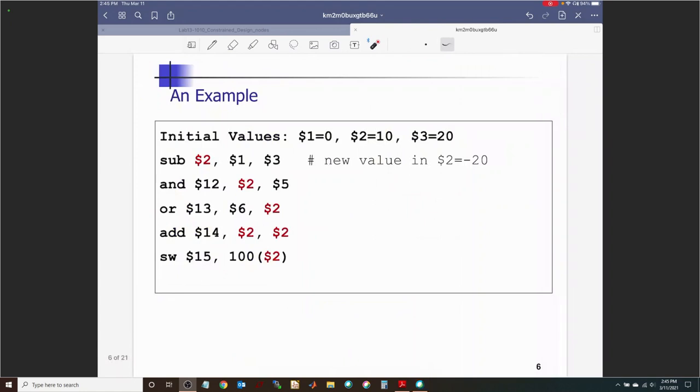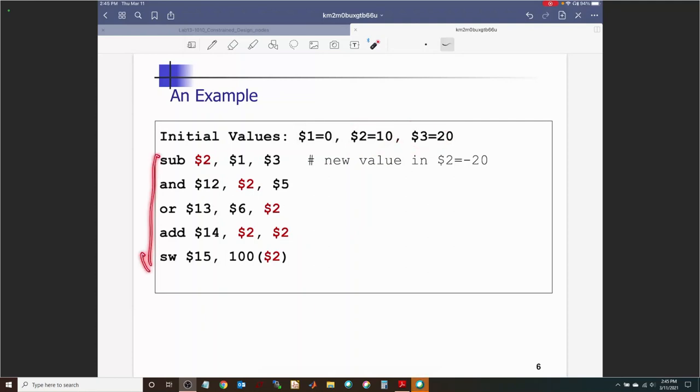Now let's take an example here. And clearly we are talking about fixing data hazards, so you would expect an example in which you have a data hazard. The example starts off with some initial values in three registers. Register number 1 has a value of 0, register number 2 has a value of 10, register number 3 has a value of 20.